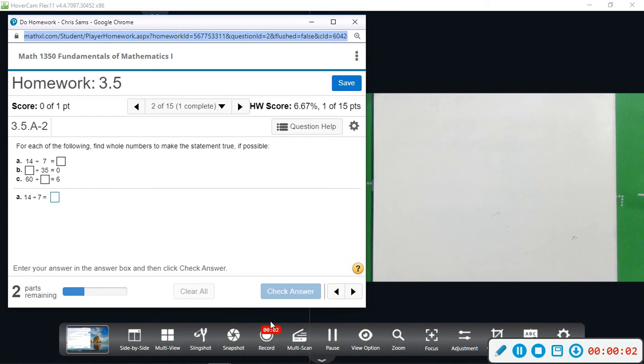Alright, number 2, we want to find the following whole number that makes the statement true if possible. So nothing really tricky here. With the first one, part A, we're just going to divide 14 divided by 7, and that will give us 2.